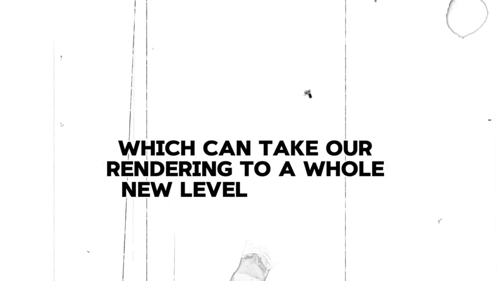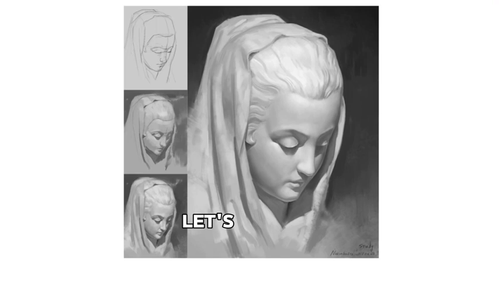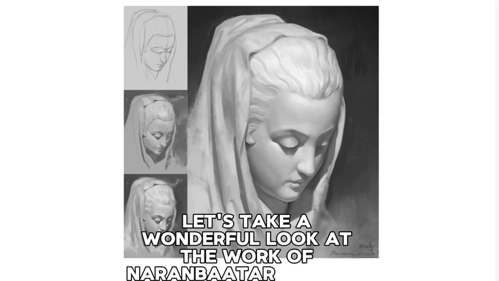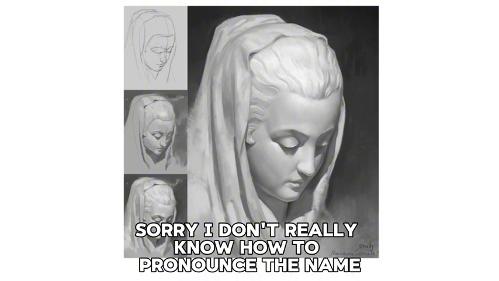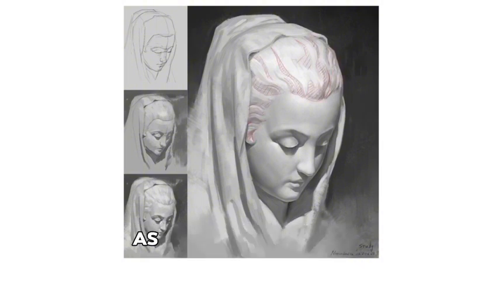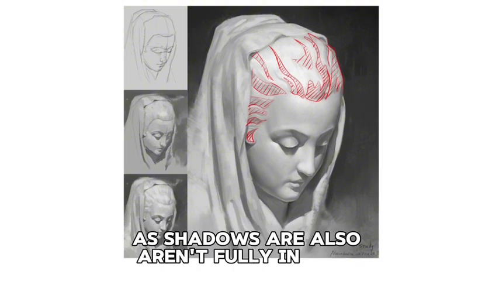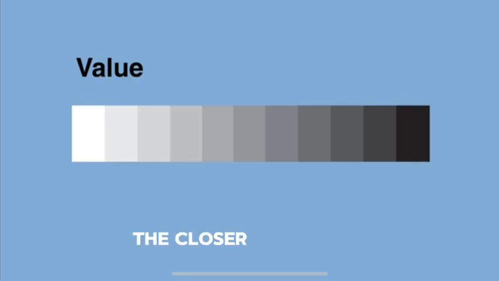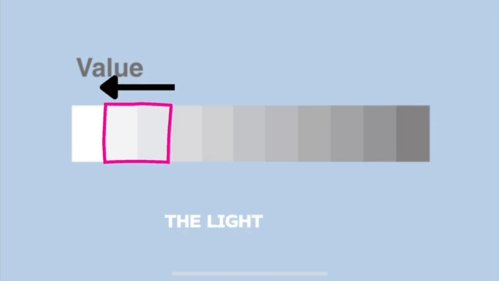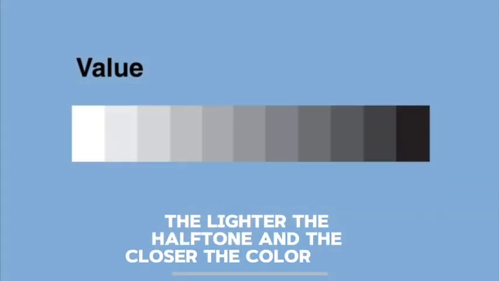Let's talk about the 3 more which I promised you earlier, which can take our rendering to a whole new level. Let's take a wonderful look at the work of this artist. Sorry, I don't really know how to pronounce the name, but these are areas that aren't in shadow, but also aren't fully in light. We have light and dark halftones. The closer the color is to the light, the lighter the halftone, and the closer the color is to shadow, or the more turned away the plane is from the light, the darker the halftone.